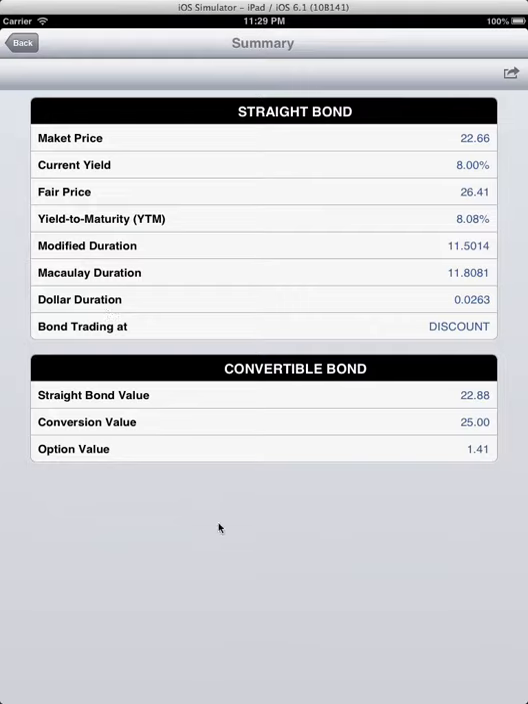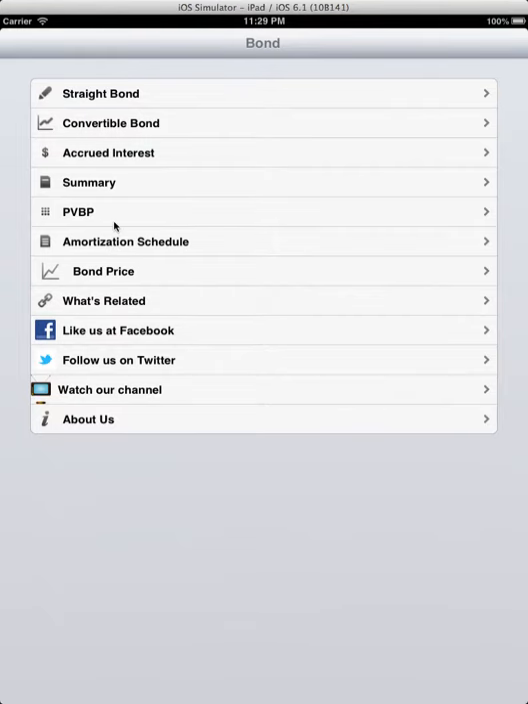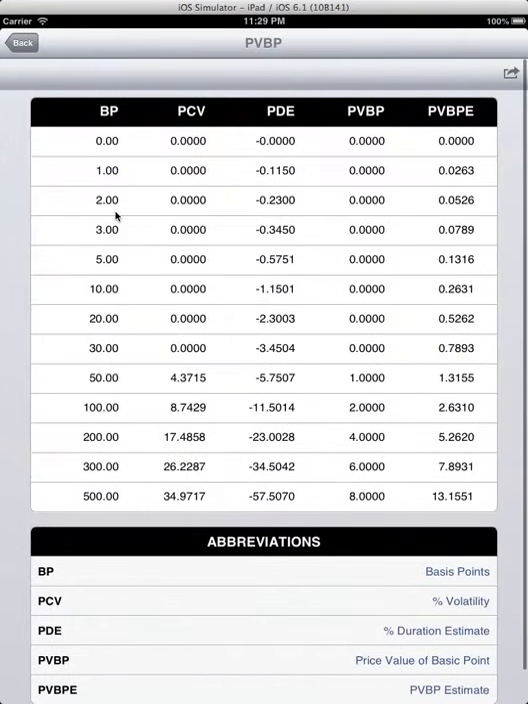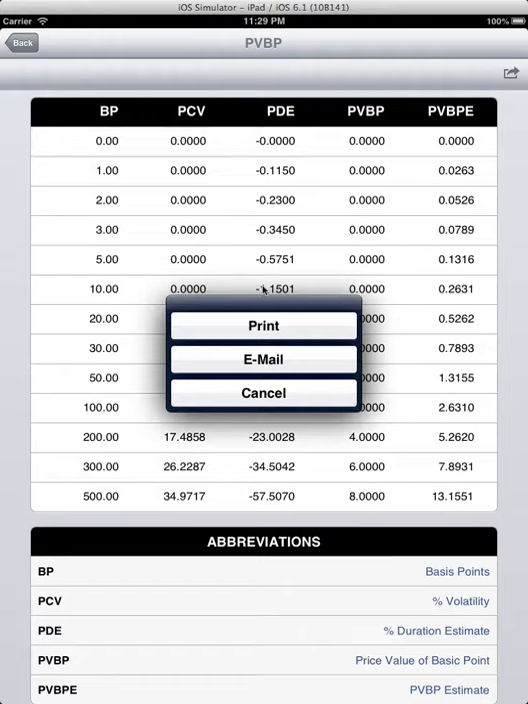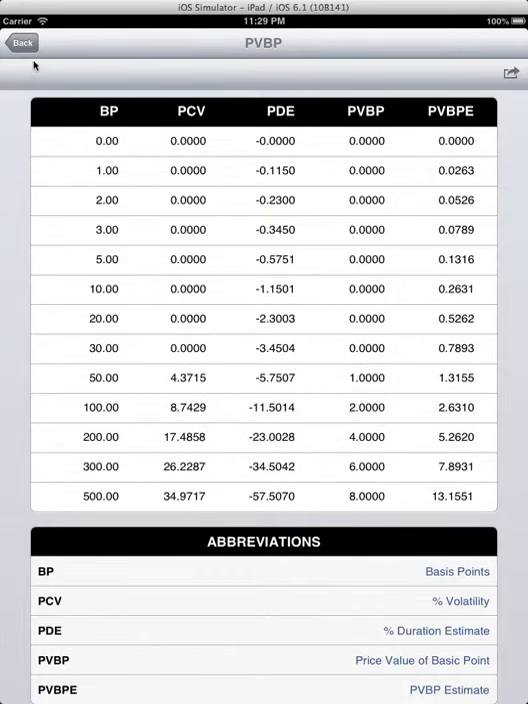Now the price value of a basis point. Here we have the basis point change, then the percentage volatility, percentage duration estimate, price value of a basis point, and price value of basis point estimate. Here you can print the output to an AirPrint capable printer, or you can email the output as a PDF.